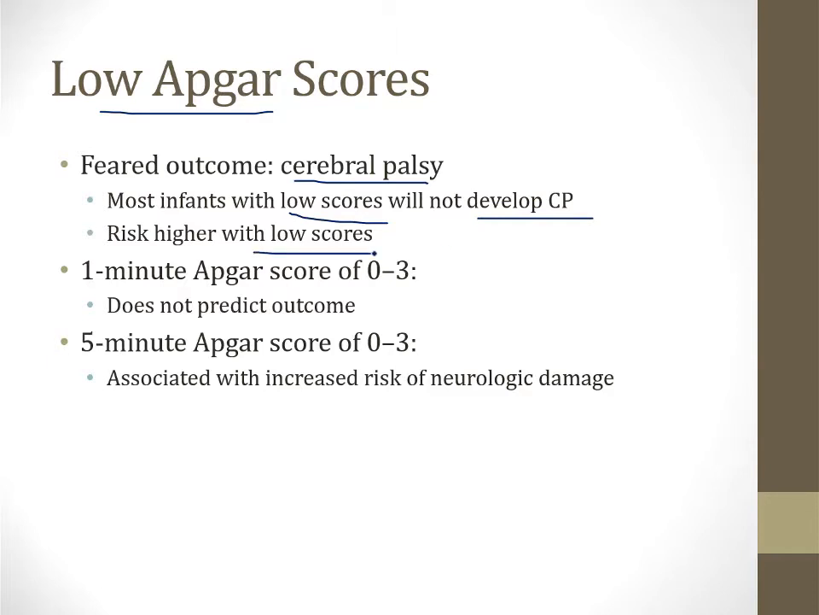their scores are lower. The two scores, the 1 and the 5 minute, have a little bit different predictive ability. So the 1 minute score does not predict outcome at all. It's not been shown to do that. And a lot of babies can have a low 1 minute score and then recover by 5 minutes. If the 5 minute APGAR score is 0 to 3, which is very low, this is associated with an increased risk of neurologic damage. But once again, it doesn't necessarily mean the baby's going to have permanent neurologic damage.